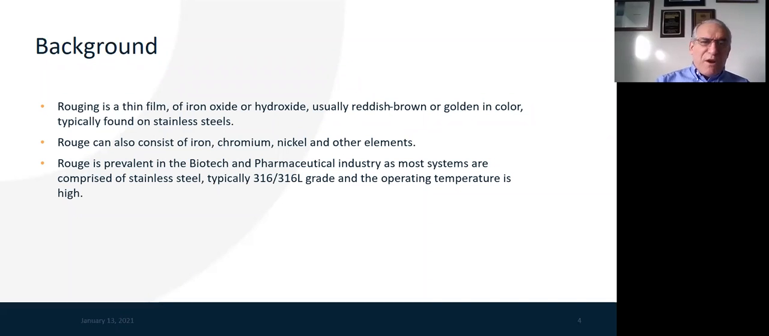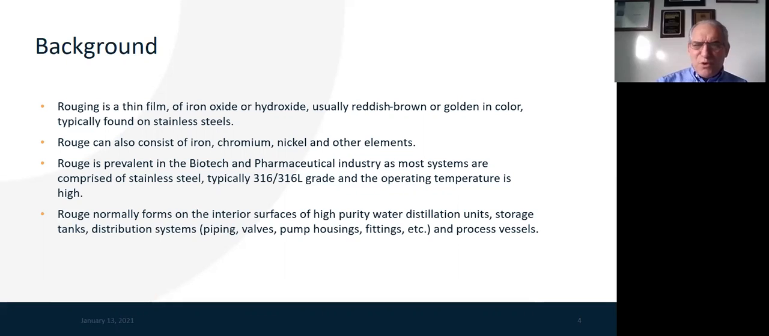Rouge is prevalent in biopharmaceutical applications because we use a tremendous amount of stainless steel, primarily 316L, but other stainless steels can be used also, like 304 and other more exotic alloys. The point being is that rouge will develop and is more prevalent in higher temperatures. The higher the temperature, the more rouge is actually developed, and we'll show reasons for that shortly.